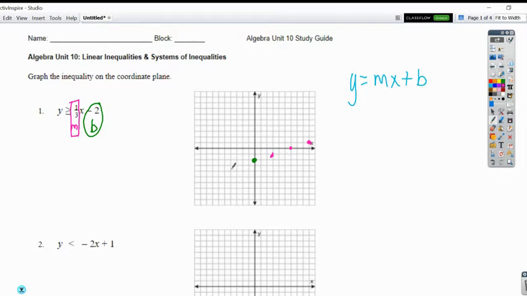Same way we can go in the opposite direction, down 1 and left 3, and plot that point.